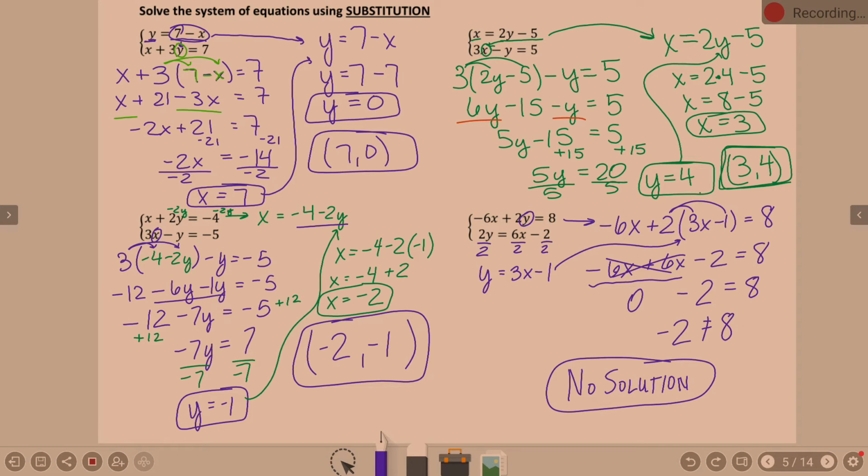The other option, if this had come up, 8 equals 8, -2 equals -2, 0 equals 0. If it had come up with a true statement in the end, like once your variables cancel out, if you come up with a true statement, then it's infinitely many solutions. Since my variables canceled out and I got a very false statement, that's what made it no solution. Okay? Watch out for those. They pop up every so often.